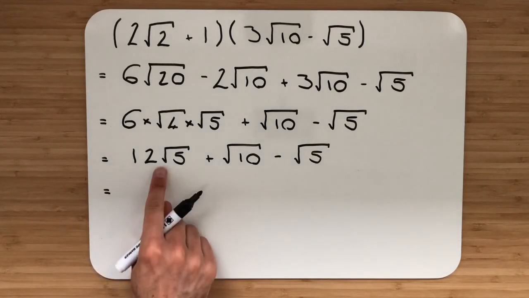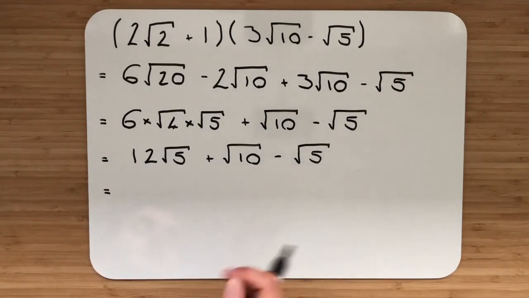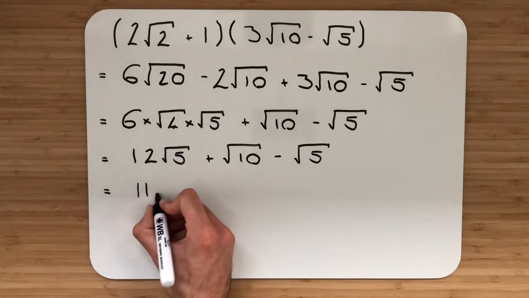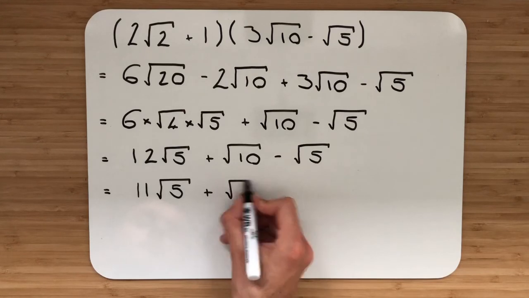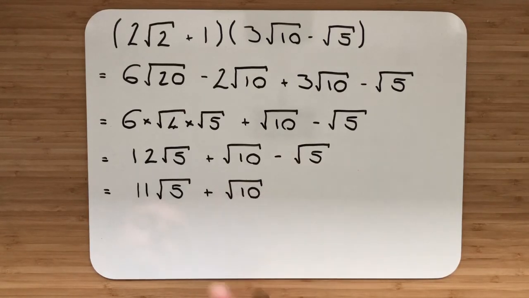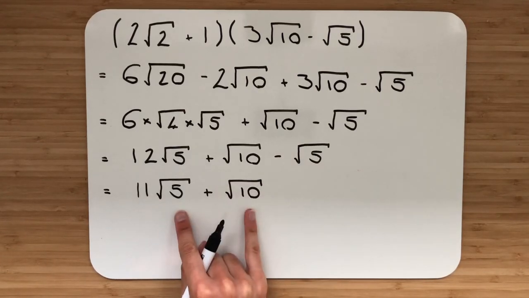So finally, 12 root 5 subtracting 1 root 5 leaves me 11 root 5, and then we add on our root 10. These two things aren't the same, so they can't be added together, and that's us done. It's really difficult, but that's the hardest it's going to get.